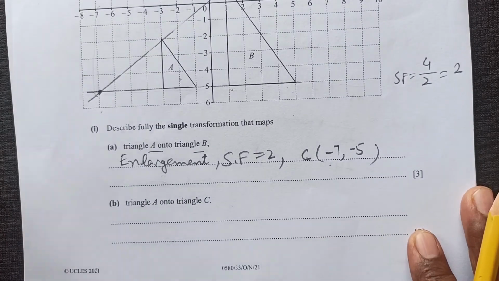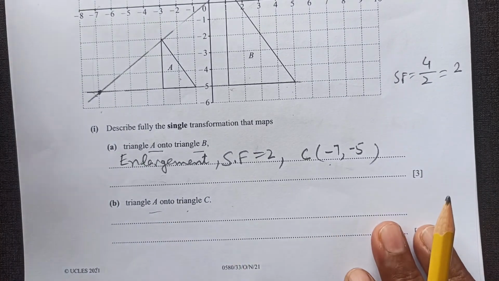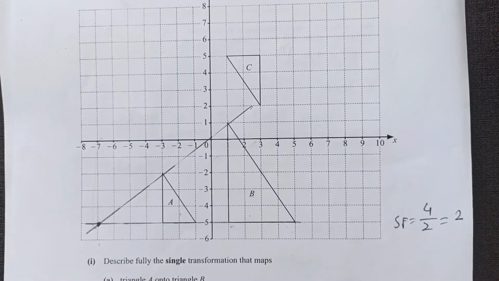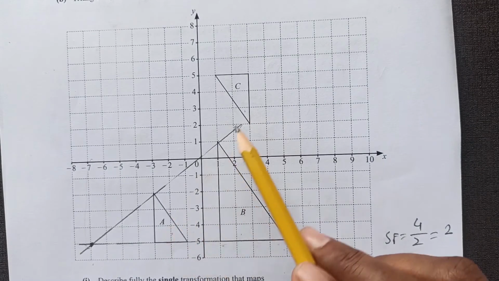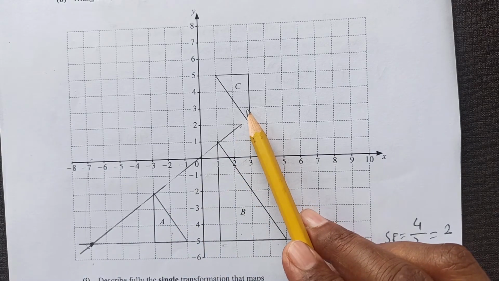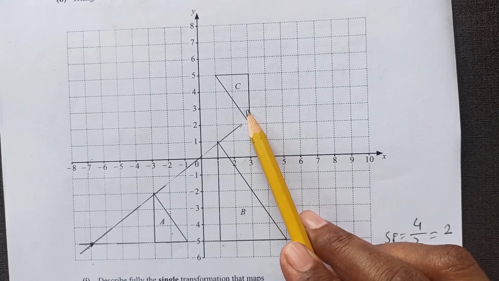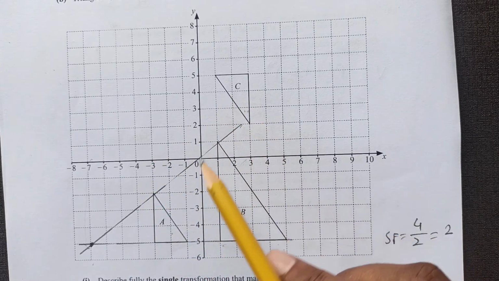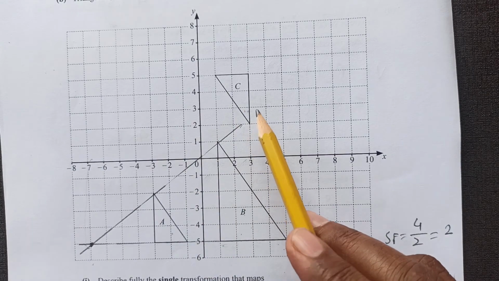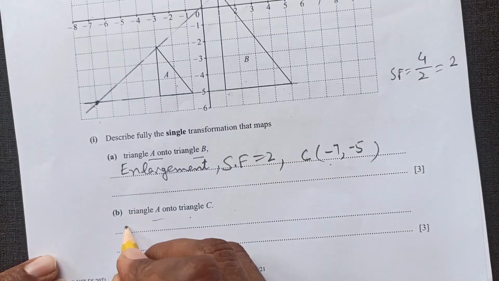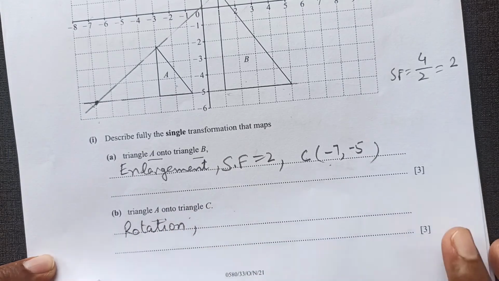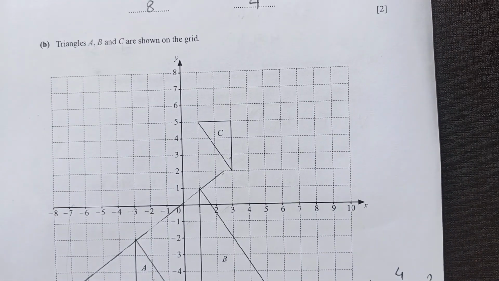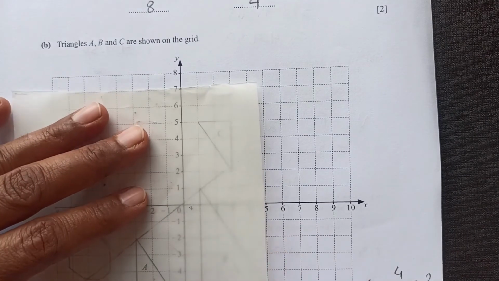Now triangle A onto C. We need to compare A and C. You can see A and C have the same shape and size, but the direction is different, so this is a rotation. This is also 3 marks, so we need to see this one, rotation. I'm using tracing paper for this one.